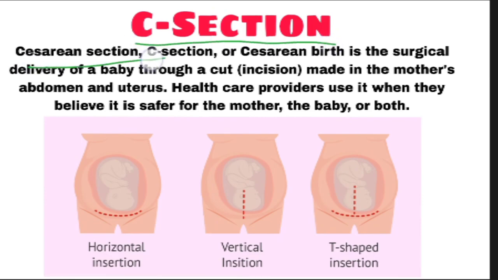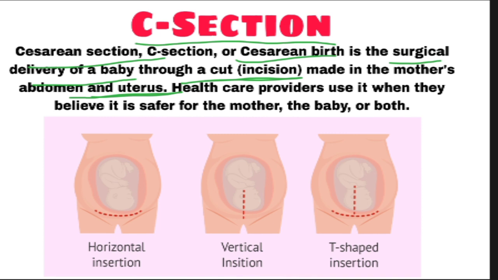C-section, or caesarean section, also known as caesarean birth, is a surgical birth of the baby where we make a cut, known as an incision. We cut the mother's uterus and take the baby out. When normal vaginal birth is not possible, we go with C-section. If there are any complications like breech presentation, malposition or any obstructions, we go with C-section.